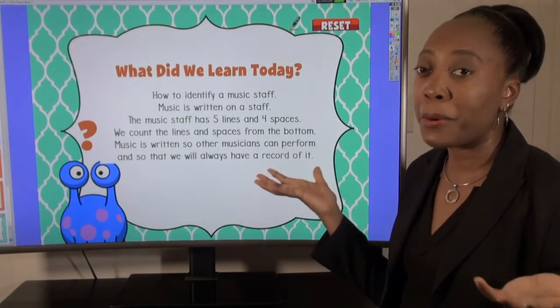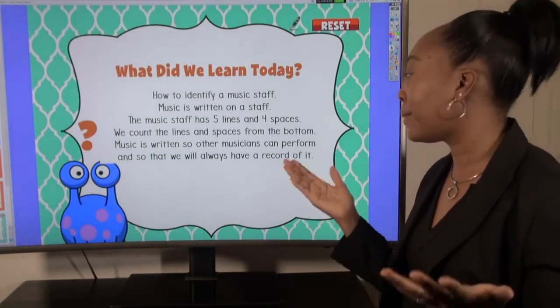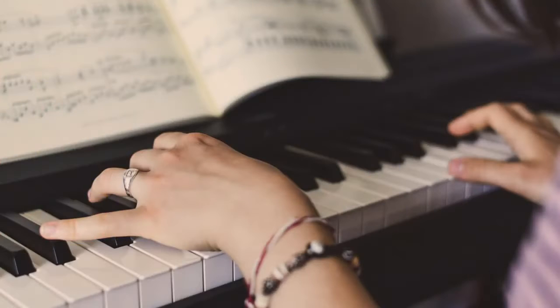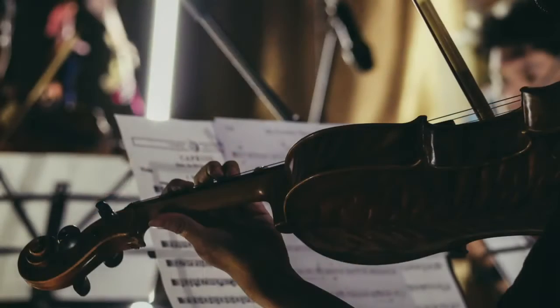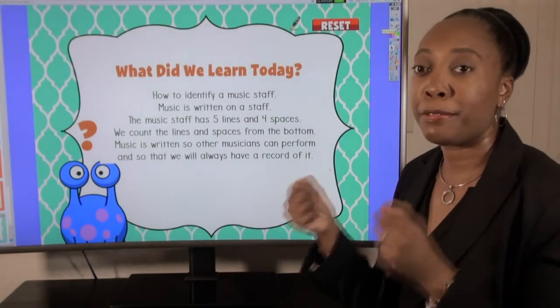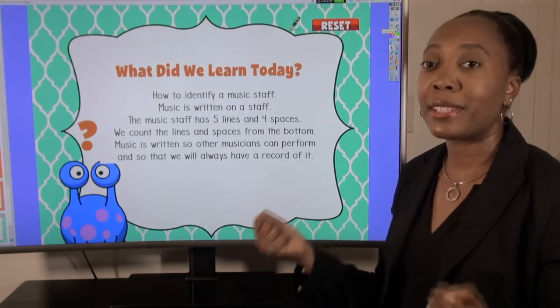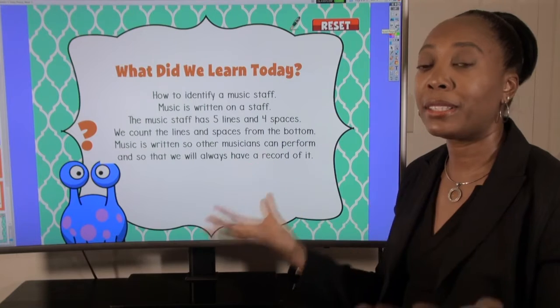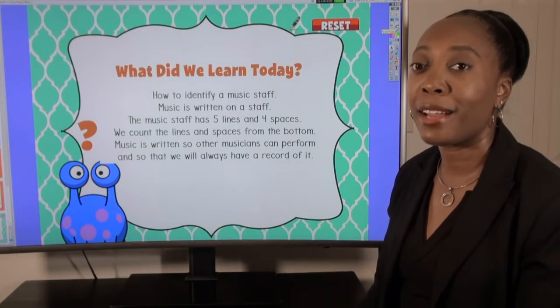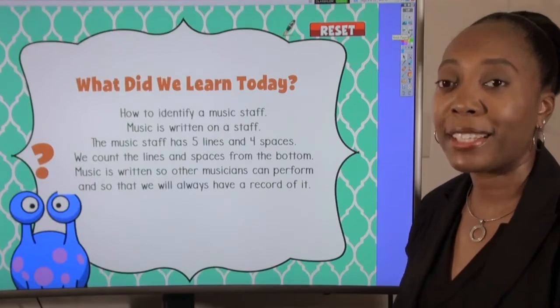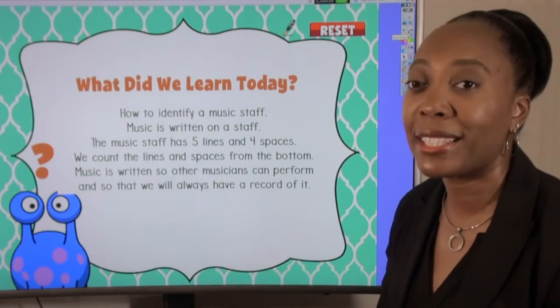And the most important thing is music is written, so musicians, all the music people that love to play and sing music, have something that they can read and perform. And that's how we make beautiful music. And of course, that's how we're able to perform collectively, because we have written music. All right, I hope you enjoyed lesson 1.